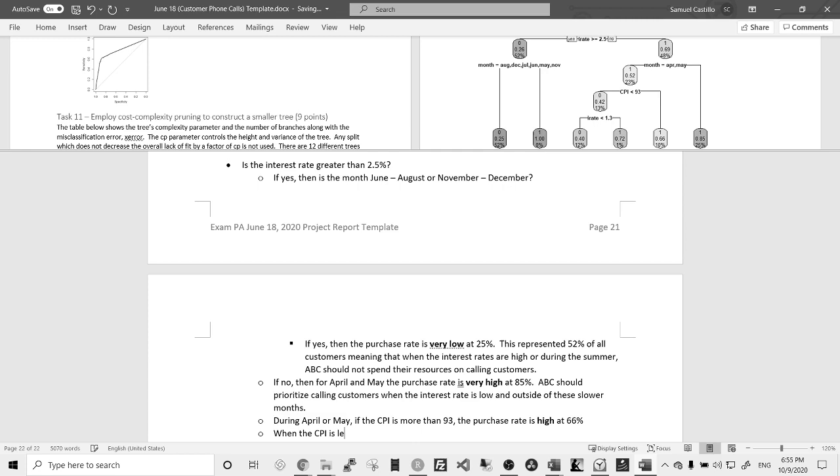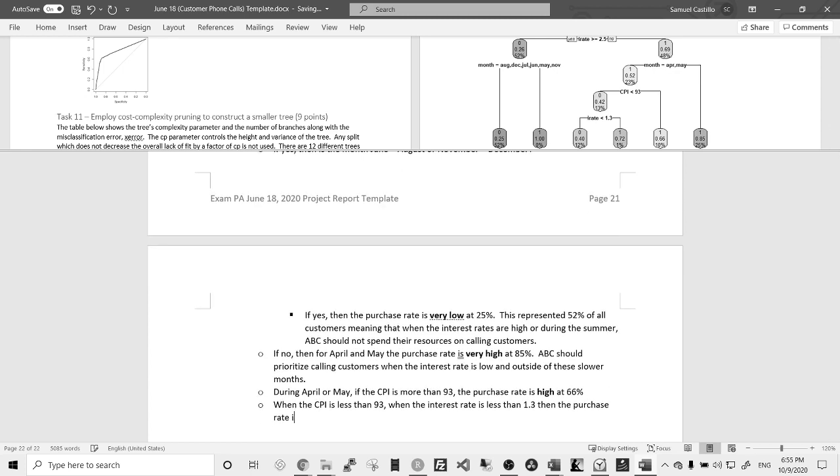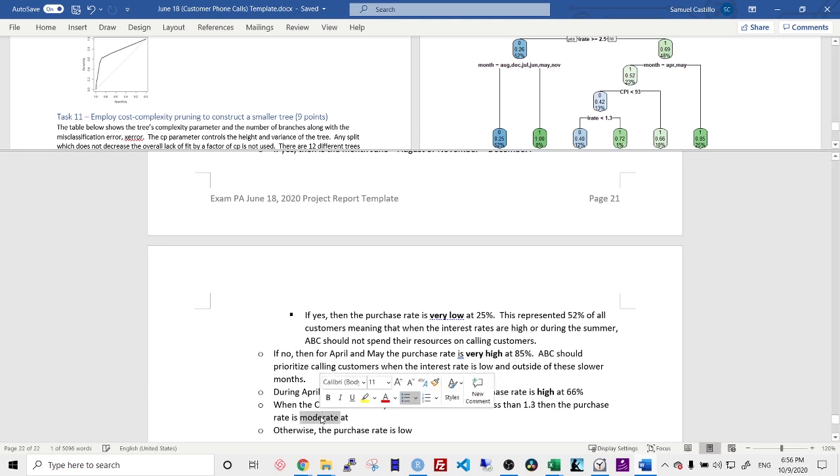When the CPI is less than 93, and now we just have these two nodes. When the interest rate is less than 1.3, then the purchase rate is, let's just say, moderate. And otherwise, the purchase rate is low. So moderate here is actually a higher purchase rate, because this is 66%, this is 72%. So let's call this also very high at 72%, right? And then otherwise the purchase rate is low, 40%.